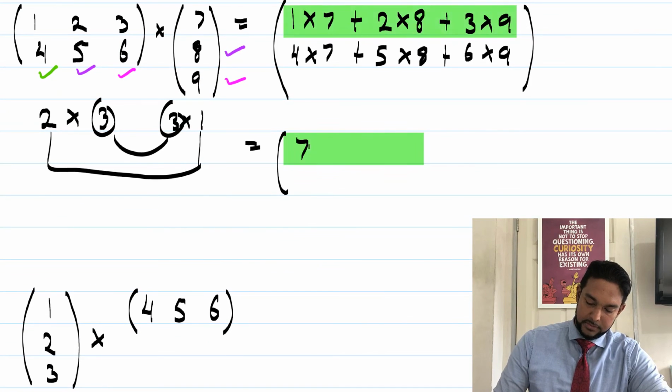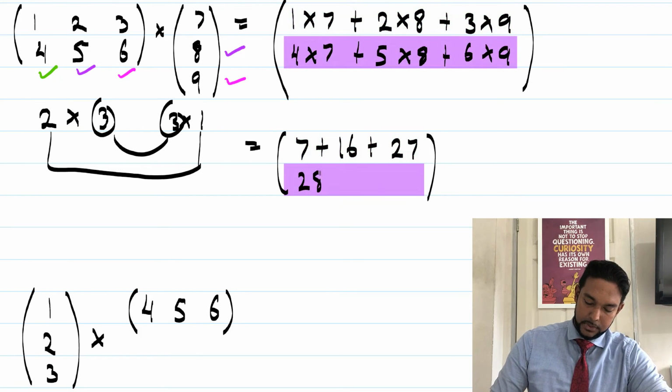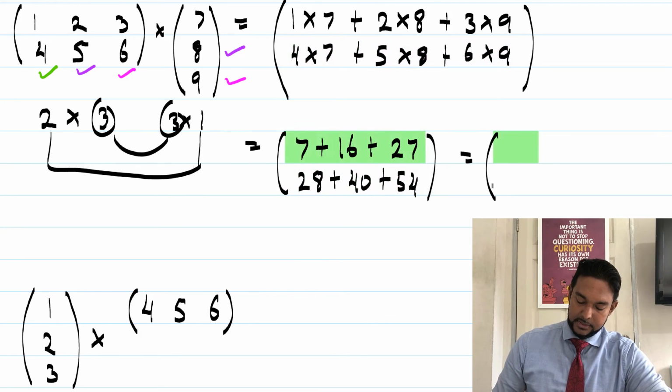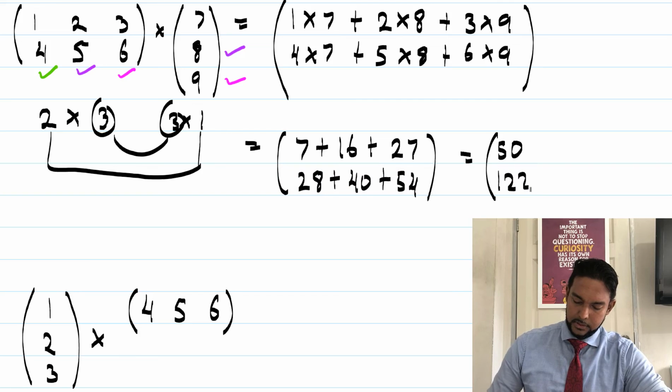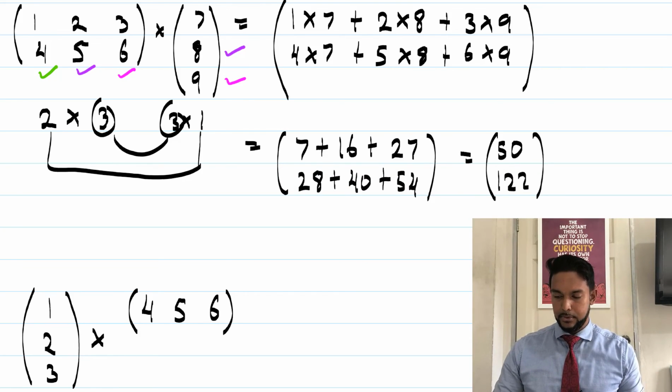1 by 7 is 7, 2 by 8 is 16, 3 by 9 is 27. 4 by 7 is 28, 5 by 8 is 40, 6 by 9 is 54. 7 and 16 is 23, 23 and 27 is 50. 28 and 40 is 68, 68 and 54 I believe is 122. 68, yeah. All right, so that's that example.